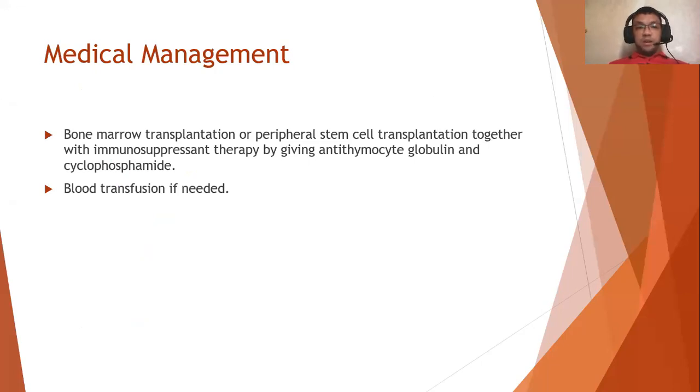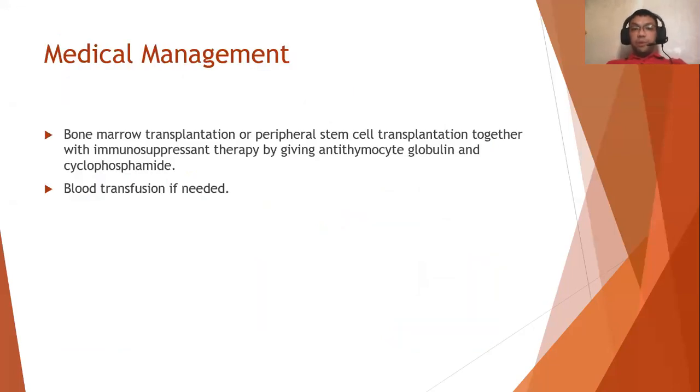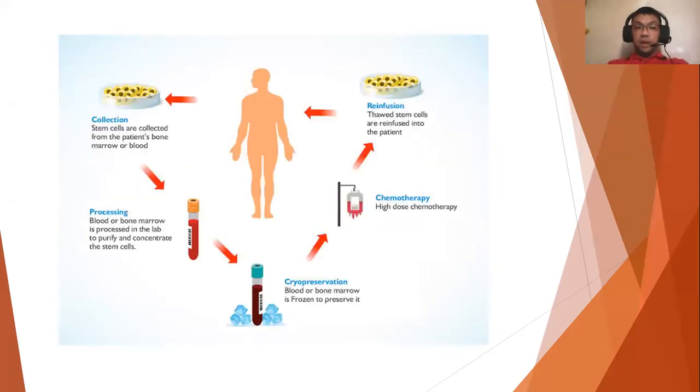Medical management. Since the bone marrow is the one that is affected, bone marrow transplantation or peripheral stem cell transplantation together with immunosuppressant therapy by giving anti-thymocyte globulin and cyclophosphamide will be administered to the patient, including blood transfusion if the patient needs it. So how is the peripheral stem cell transplantation done?